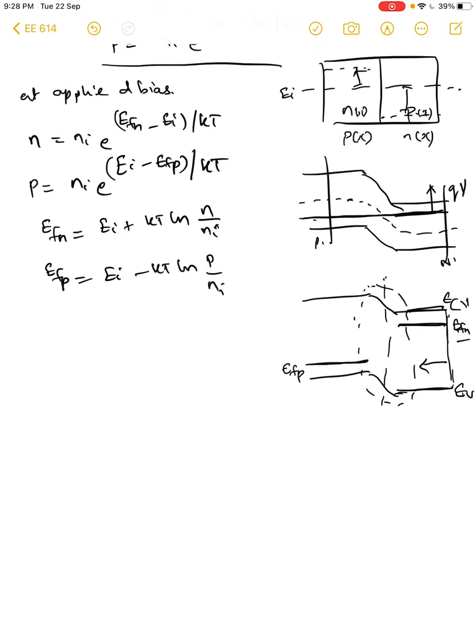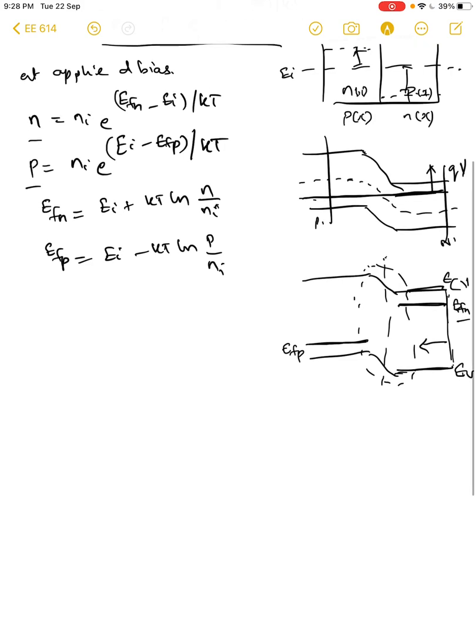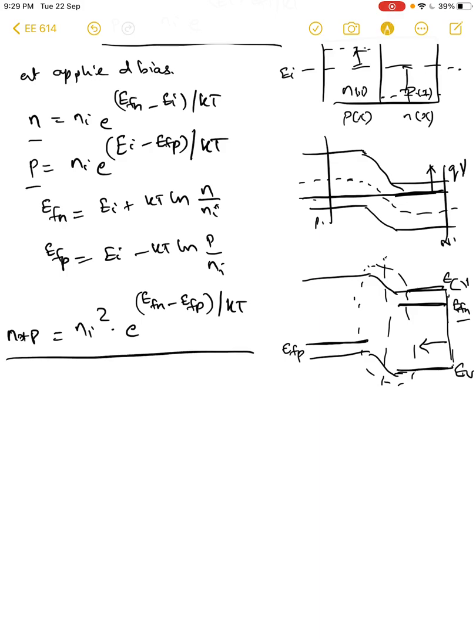Now let us take these two equations and multiply one by the other, right? And n into p will give you Ni square e power EFN minus EFP by KT. So this equation is particularly important for the derivation of the current, so we will leave it here for now. We will come back to this equation again during the course of our discussion.